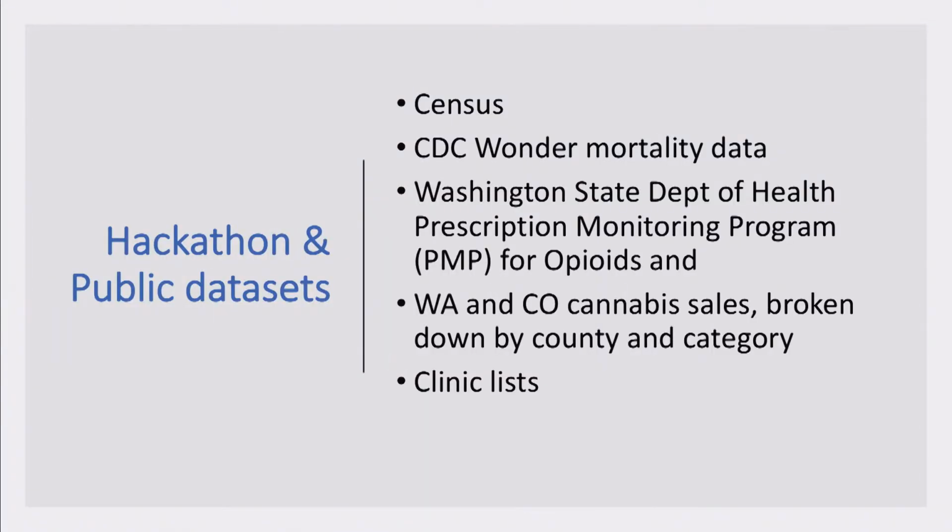Thank you. So we made use of several public data sets: the census, CDC Wonder mortality data, and the Washington State Department of Health PMP, which appears to be similar to the California CURES. We also had access to the hackathon-specific data sets, namely the Washington and Colorado State cannabis sales, which were broken down by different categories of cannabis and by county, and lists of clinics and dispensaries in those states.